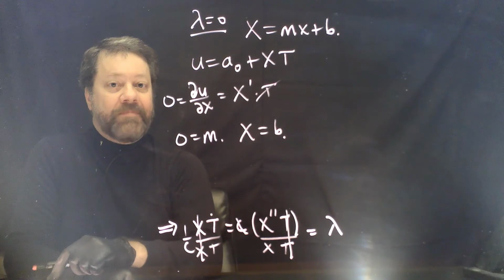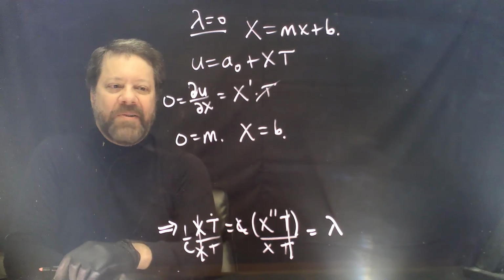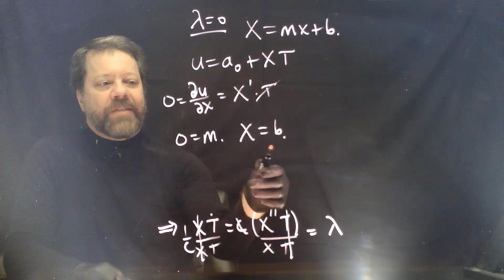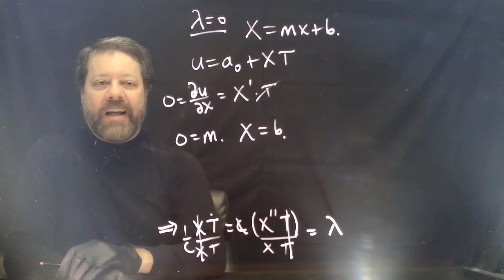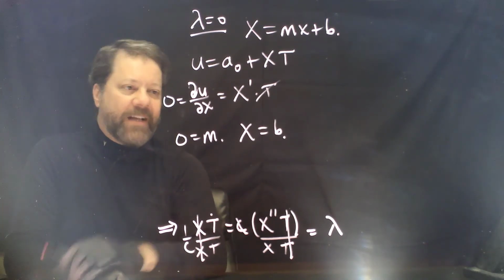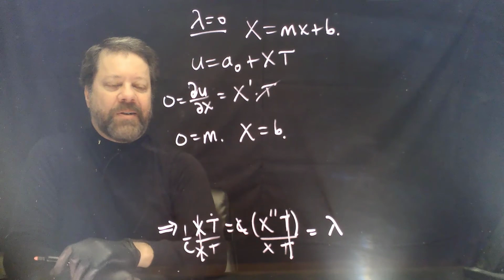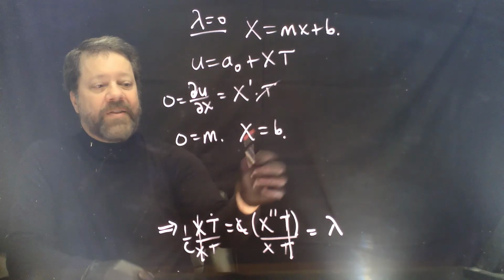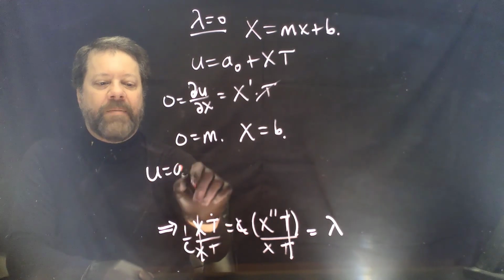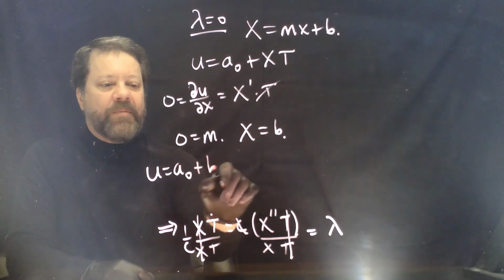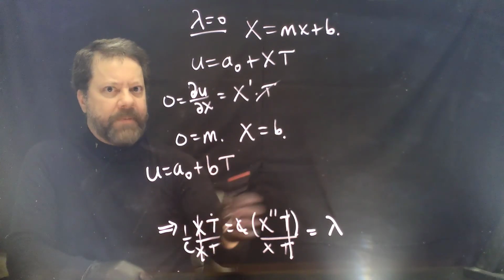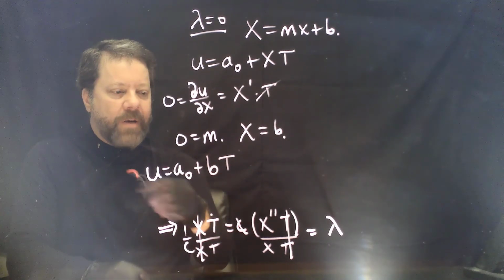That seems like a dubious prospect for finding a solution. Nonetheless, this will also satisfy the boundary condition on the right-hand side as well, the insulating condition on both left and right, because the derivative at the right will also be 0. So if X is a constant, then u is going to be a naught plus bt. It'll be a function of t alone. Seems like a very dubious way to solve for arbitrary initial data.